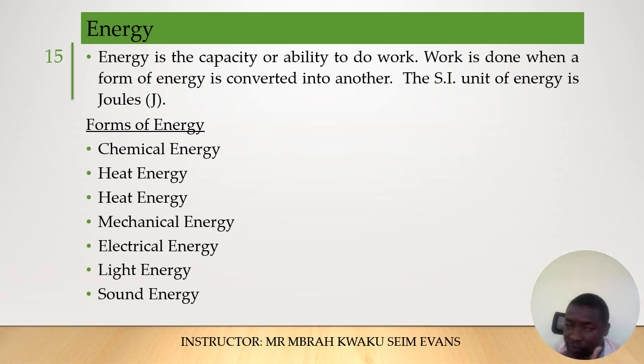So we have different forms of energy. We have the chemical energy, like the battery, the dry cell, which has a chemical, the electrolyte. We have heat energy. We have mechanical energy. We have electrical energy, the flow of electric charges. We are able to iron due to electrical energy. We have light energy. We are able to have light at our various homes at night. We have sound energy due to vibration. Whenever there's vibration, sound is produced.